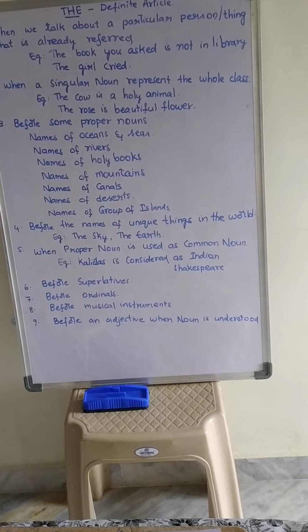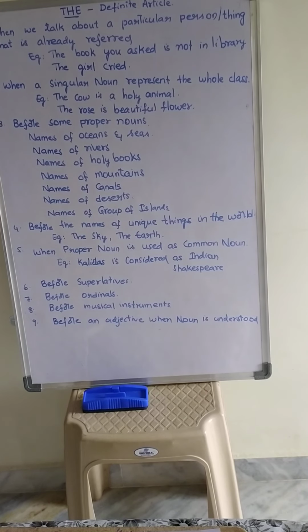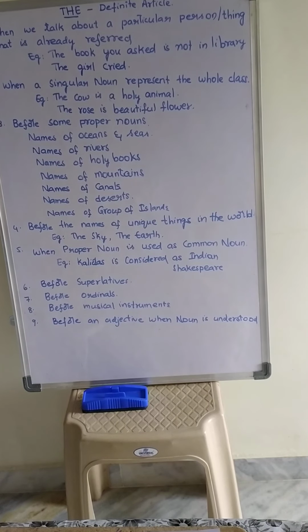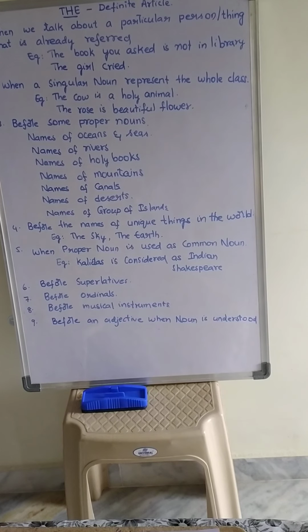And then before the names of the rivers: the Ganga, the Yamuna, the Nile, the Rhine, the Godavari, the Krishna, the Jamuna. All these are the names of the rivers. And before the names of the holy books. What are our holy books? Bhagavad Gita, Ramayana, Mahabharata, Vedas. All these are our holy books. So before the names of the holy books, the Bhagavad Gita, the Ramayana, the Mahabharata, the Vedas, the Quran, the Bible, we had to use the article the.